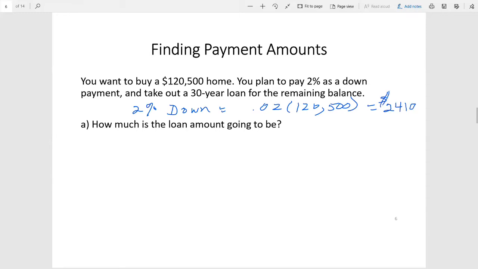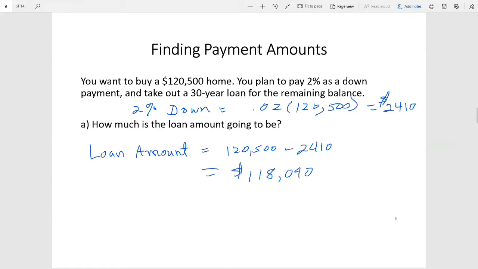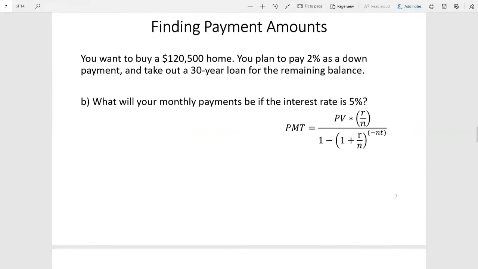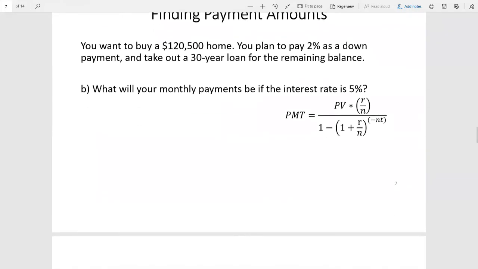So the loan amount is equal to 120,500 minus 2,410, your down payment. So you're going to be financing $118,090. So this is your loan amount. The next question: what will your monthly payments be?